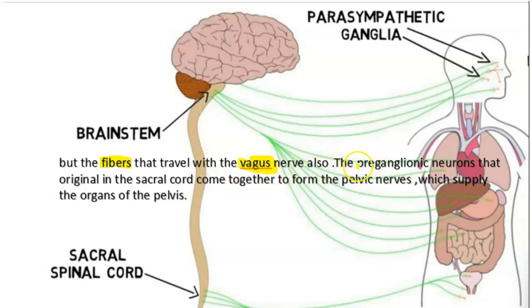The preganglionic neurons that originate in the sacral cord come together to form pelvic nerves, which supply the organs of the pelvis. So friends, I discussed the parasympathetic neurons.